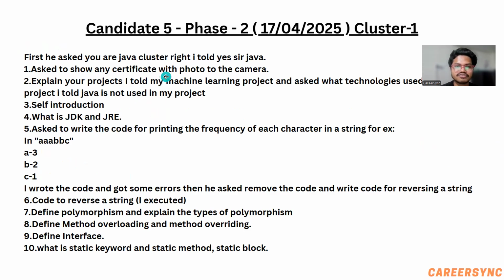Asked to show any certificate with photo to the camera. Explain your projects. I told my machine learning project and he asked what technology was used. I told him Java is not used in my project. Self introduction. What is the difference between JDK and JRE? Asked to write code for printing the frequency of each character in a string. For example, if AAABBC, then A equals 3, B equals 2, C equals 1. I wrote the code and got some errors. Then he asked me to remove the code and write code for reversing a string. So I executed the reverse string code. Define polymorphism. I explained the types of polymorphism.